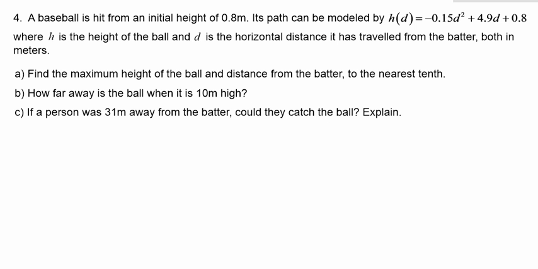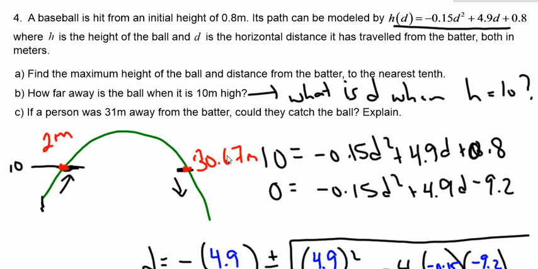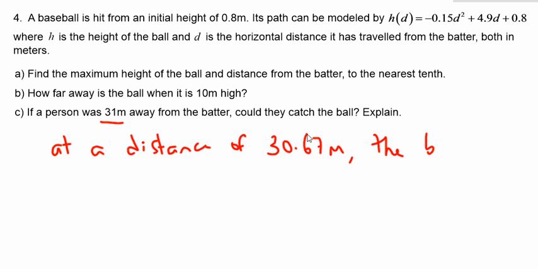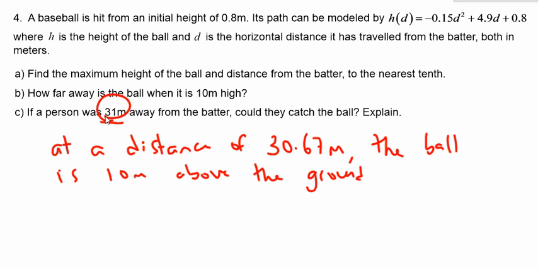And there's one more part to this question. If a person was 31 meters away from the batter, could they catch the ball? Well, let's think about that. We know that at a distance of 30.67 meters, the ball is 10 meters above the ground. Right? So this is 31, and this is not quite 31, and it's 10 meters above the ground.